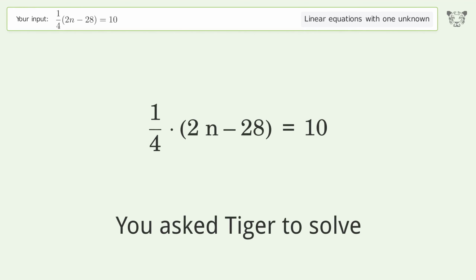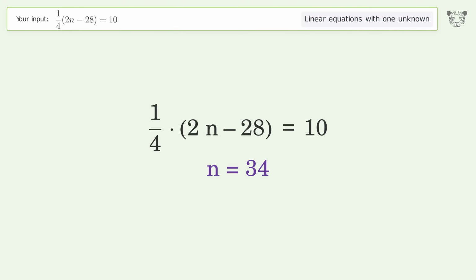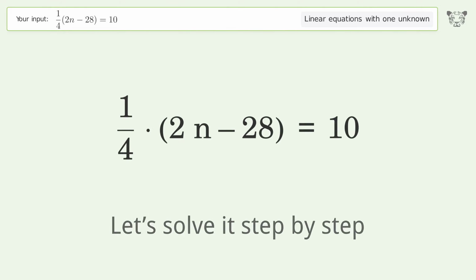You ask Tiger to solve. This deals with linear equations with one unknown. The final result is n equals 34. Let's solve it step by step.